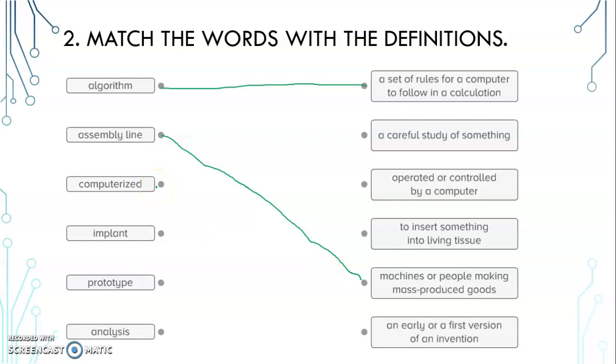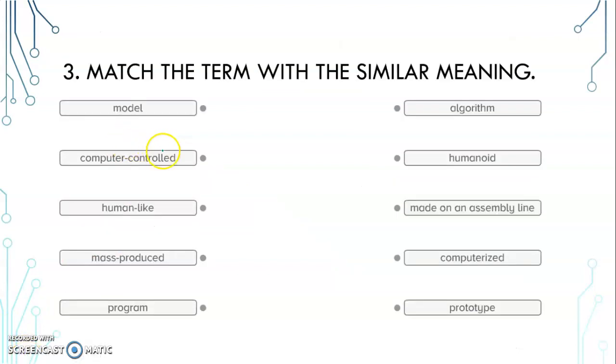Now, you continue with the others, because I don't want you to get all the answers easily. I'm just going to help you with the first one, number 1 and number 2. Now exercise number 3 is exactly the same. We're going to underline and match the term with the similar meaning. I'm going to help you with the most difficult meaning, the one I think is difficult for you. I don't know, I'm guessing.